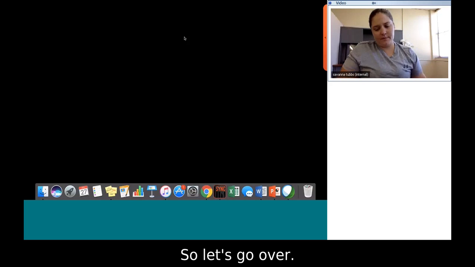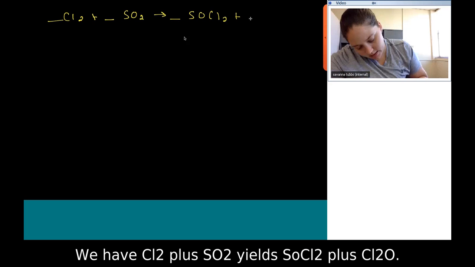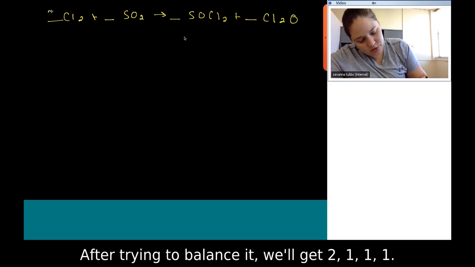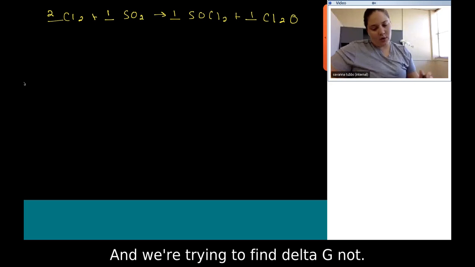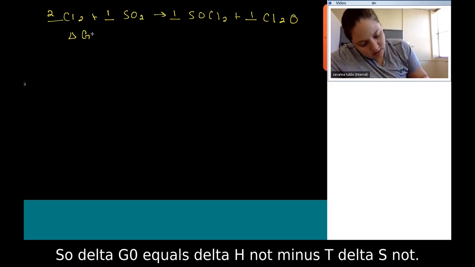So let's go over. We have Cl2 plus SO2 yields SOCl2 plus Cl2O. After trying to balance it, we'll get 2, 1, 1, 1. Pretty easy. And we're trying to find delta G naught. And we're given delta H's and delta S's. So delta G naught equals delta H naught minus T delta S naught.